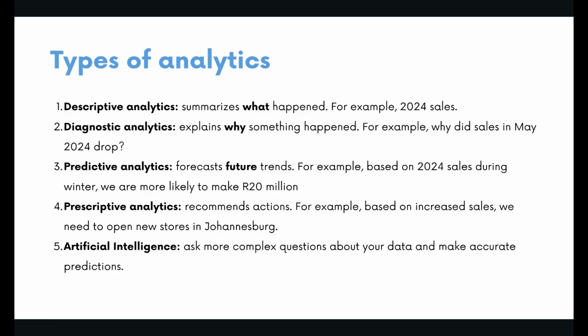Now, the third one is your predictive analytics, right? Predictive analytics is really more about using data to predict future trends or future outcomes. So, based on 2024 sales data in winter, we're more likely to make 20 million. Now, there's a lot of data that would have been utilized to back up this conclusion. This is how companies plan for potential resourcing next year and all of that. So that's done through predictive analytics.